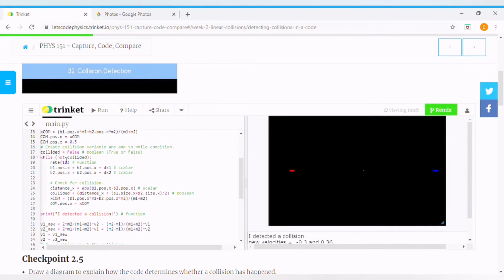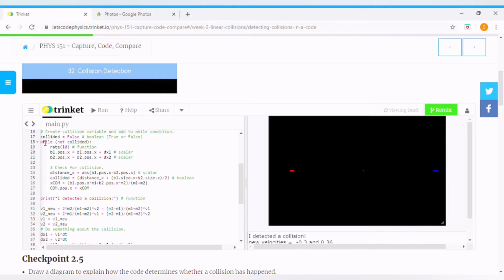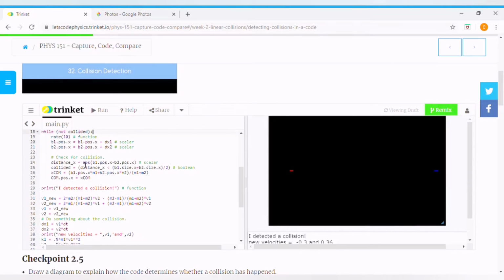Down here, this is the while loop. So this is the most important part of the code. While this is not collided, we want the dt and the velocities to continue until they do collide, and that will make this not true. It'll make it false once they do collide, and once they collide, we will get some information from it. And this is what is defined as collided.